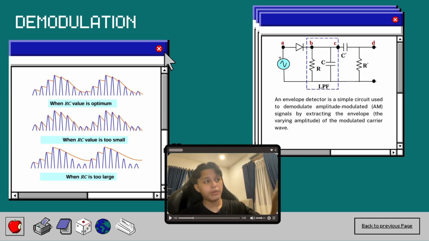This is what will happen. When the RC value is optimum, as the name implies, it has minimal distortion. Second, when the RC value is too small, which gives a fast response, it is very sensitive to noise. Third, when the RC value is too large, giving a slow response, it cannot keep updated, so it will have bigger distortion.